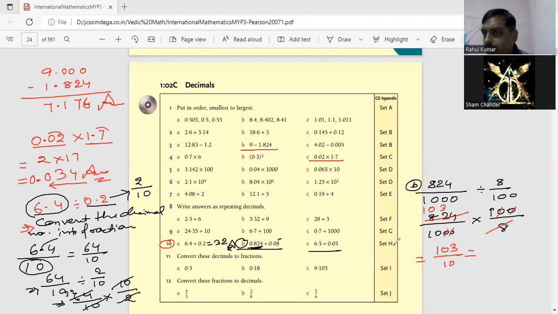Are you getting it? Yes, sir. Now, as you see in the denominator, it has the 10. Now it's time to convert this fraction into the decimal. It will be 10.3. This is the correct answer. So the answer is 10.3. Do you understand why I am not putting any decimal number with the 32? Yes, sir.